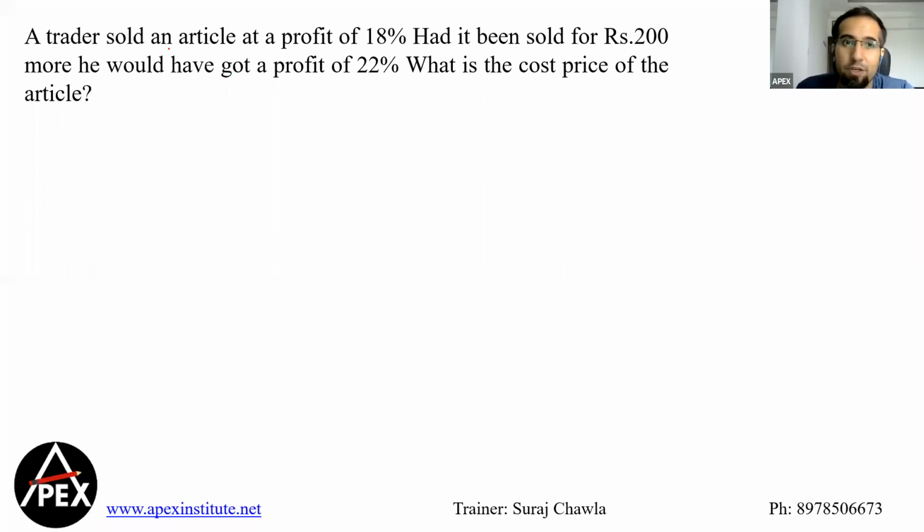Okay. The trader sold an article at 18% profit. Had he sold for rupees 200 more, he would have got a profit of 22%. What do you want, guys? Basic method or shortcut method? Poll, please. Both methods, fair enough. Whenever I see percentage, my mind always goes with 100x.